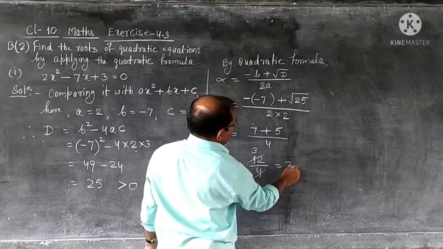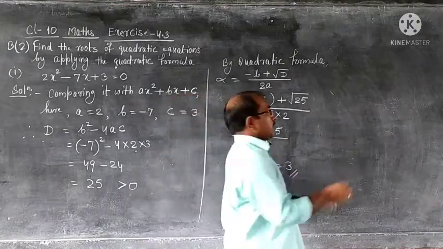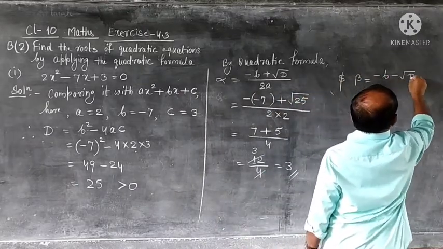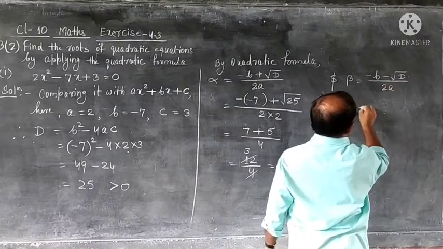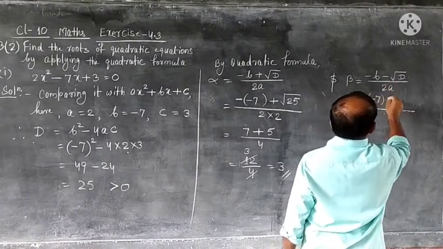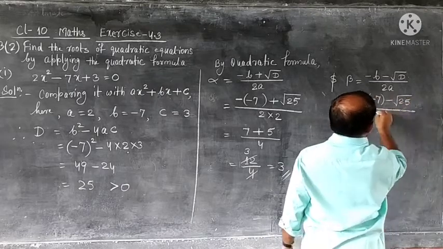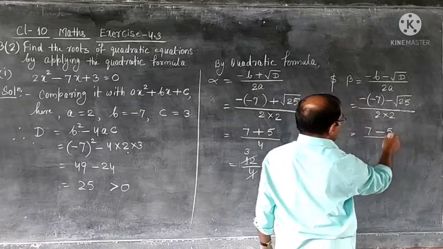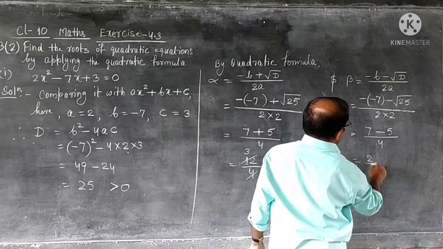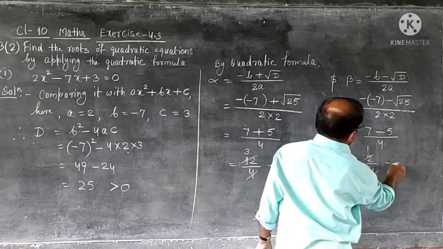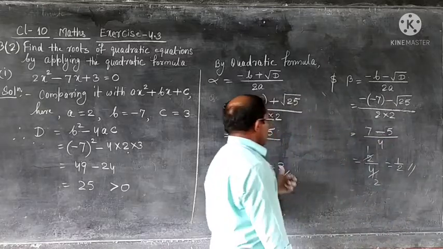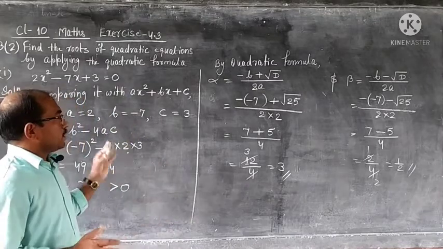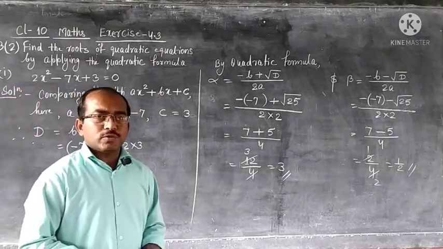So, the first root is 3. The second root beta is minus b minus root d by 2a. Values are the same, only the sign is changing: minus minus plus 7 minus root 25, 5, by 2 into 2, that is 4. 7 minus 5 is 2 by 4, 2 2s are 4. So, the second root is 1 by 2. So, the roots of the quadratic equation are 3 and 1 by 2. It is easy work, we can learn and do it very nicely, and it is very important also, keep that in mind.